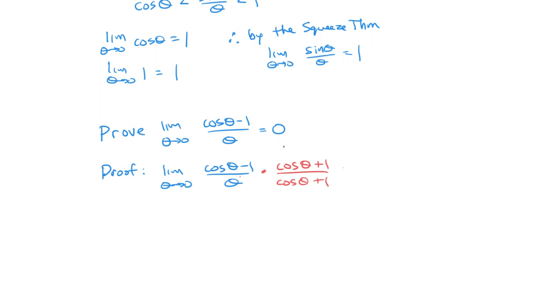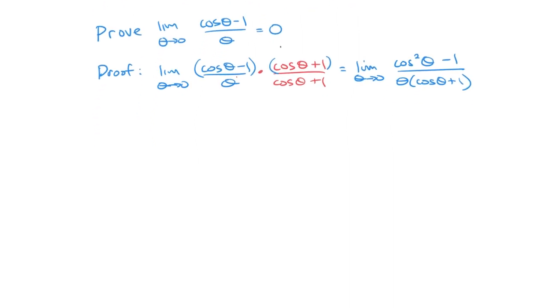So when we do this, we're going to get the limit as theta approaches 0, and the pair that's like a conjugate pair, we'll FOIL that, and that will give us cosine squared theta. Outside and inside will cancel, so we'll get minus 1. On the bottom, we'll have theta times cosine theta plus 1. And then let's look at that cosine squared theta minus 1. It looks so familiar.